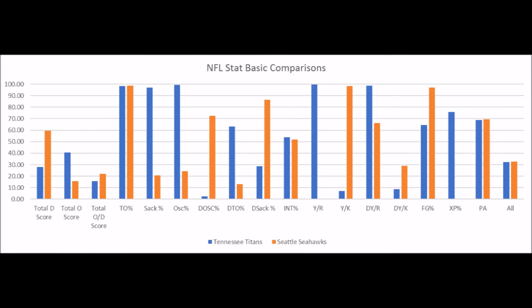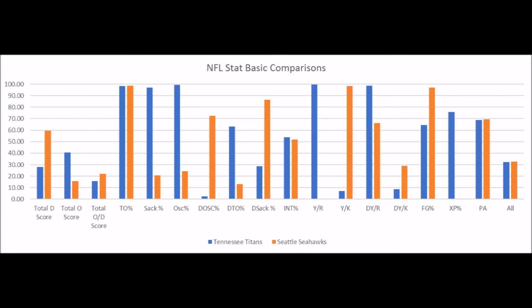And in terms of offensive score percentage, which is basically the amount of points you get on each offensive drive, the Titans have been one of the better teams in the NFL when it comes to that, while the Seahawks have been one of the worst teams in the NFL when it comes to that. So the Seahawks offense has just not really been performing that well, while the Titans offense has at least been able to put up points whenever they're on the football field.